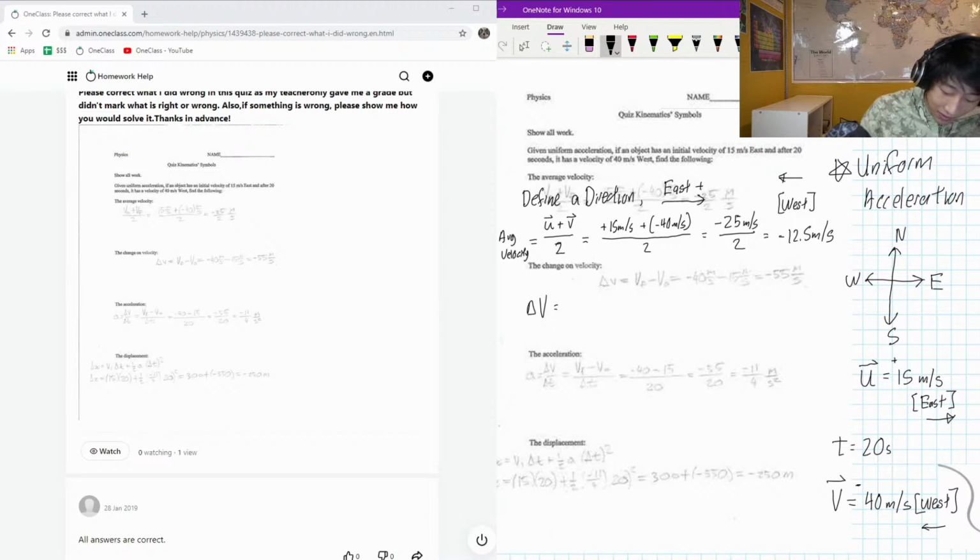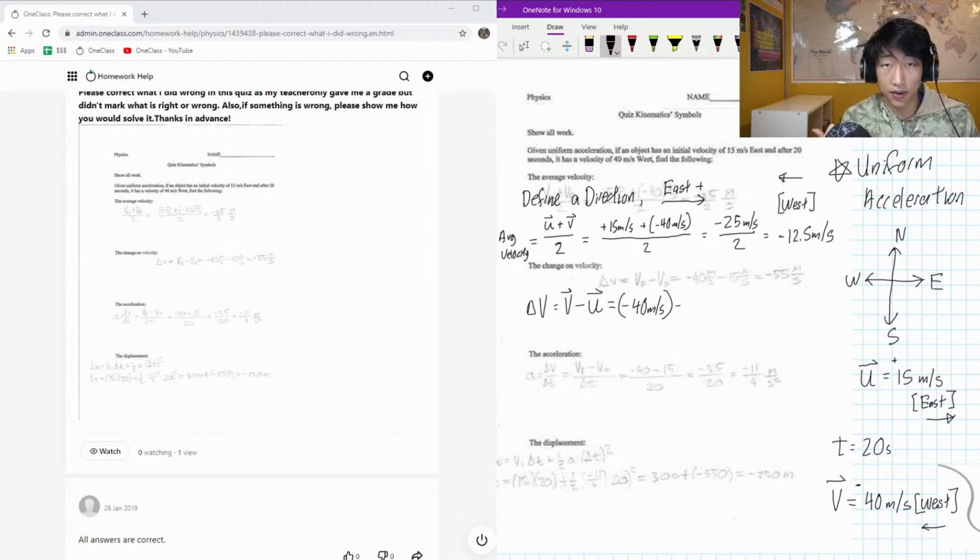Okay, so the change of velocity is just our final velocity minus our initial velocity. We used v and u, so we're going to continue to use that convention here, v minus u, both as vectors, but we're going to convert them to follow our same east-west positive-negative convention. So our final velocity is towards the west. We said west is negative, so that's got to be negative 40 meters per second. And then we're going to minus our initial. Our initial was 15 meters per second towards the east. We know east is the positive direction, so we're going to subtract a positive number from here.